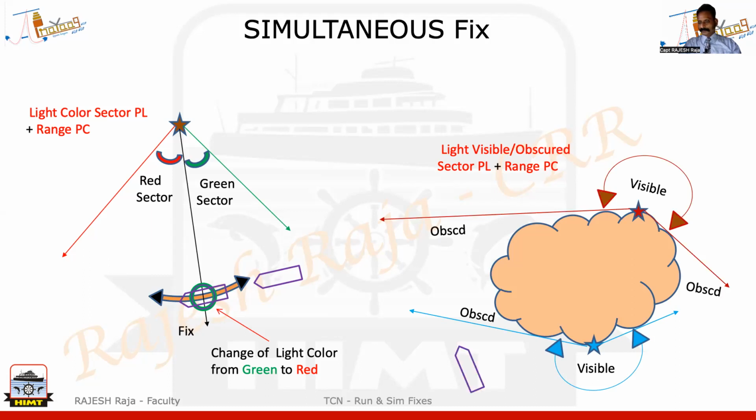And the same thing on the other side also. Let us say a vessel is doing a northwesterly course. Right now, this blue color light is visible for him, but the moment he crosses this line, it becomes obscured. So I get a PL in this case. Similarly, let us say one more vessel is going northeasterly. Right now, the top light of that island is obscured, but the moment it passes this, it becomes visible. So I can use this as a clue for a position line also.